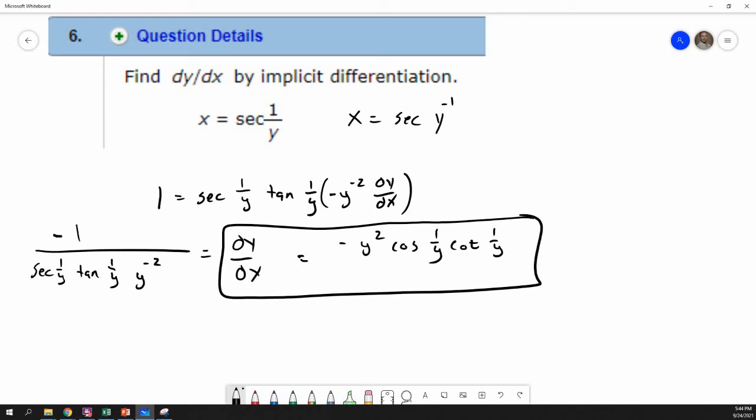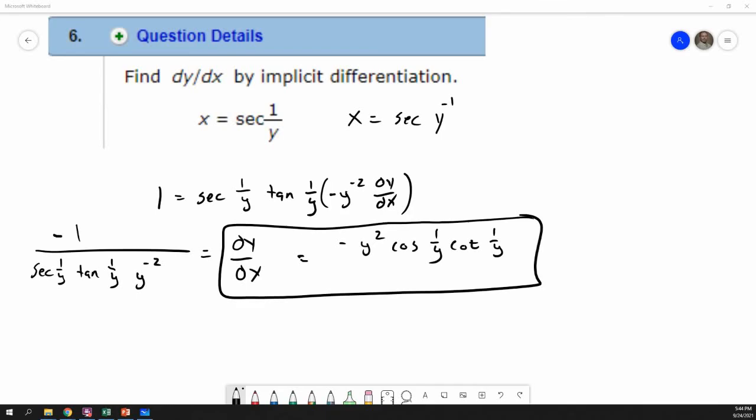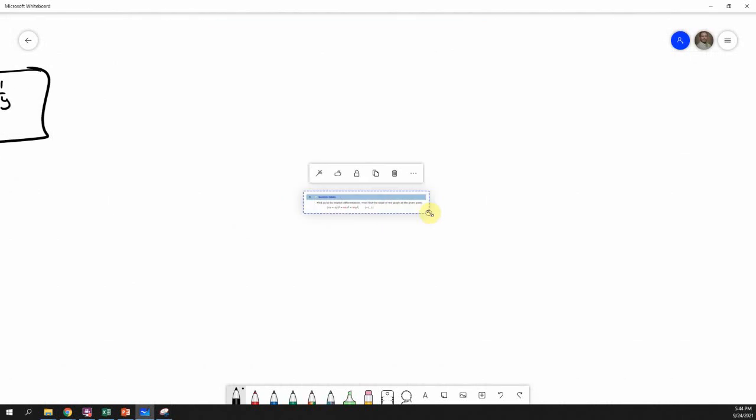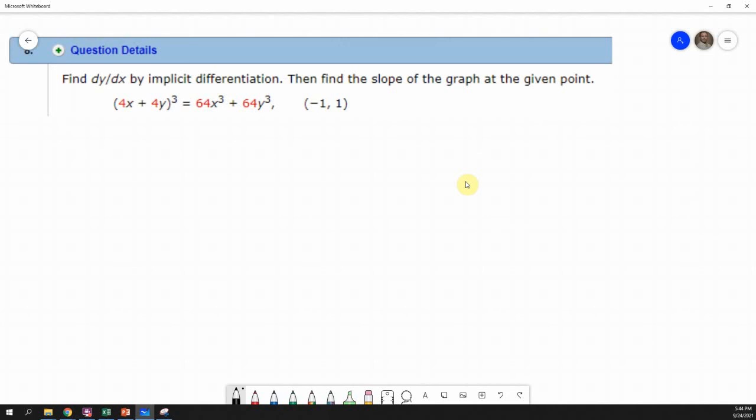And then we've got number 8. So find dy dx by implicit differentiation. Now, for a problem like this, the first thing we want to recognize is that there's a common factor in here. That 4, we can rewrite that as 4 times x plus y cubed equals 64x cubed plus 64y cubed, right?